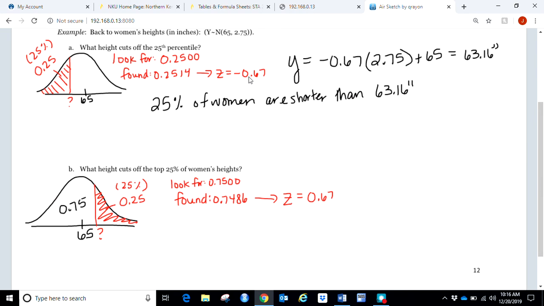Notice how our z-scores for part A and part B compared. Is that a coincidence? No. Here we're finding the bottom 25%. Here we're finding the top 25%. What that means is we're going to go out the same distance from the mean, just in the opposite direction. So here we're going 0.67 standard deviations below the mean, and here we're going to go 0.67 standard deviations above the mean. And this works out because my graph is symmetric about that 65.